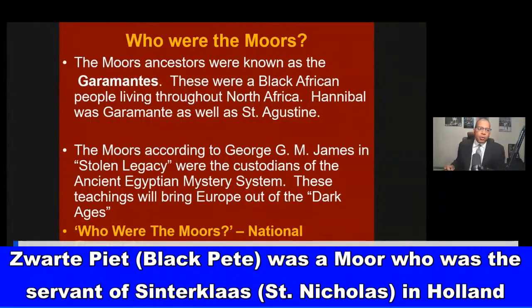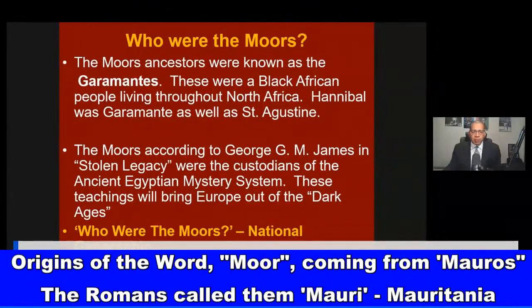The Moors' ancestors were known as the Garamantes. These were a Black African people living throughout North Africa. Hannibal Barca was Garamanti, as well as St. Augustine. The Moors, according to George G.M. James in the book Stolen Legacy, were the custodians of the ancient Egyptian mystery system. These teachings will bring Europe out of the Dark Ages.